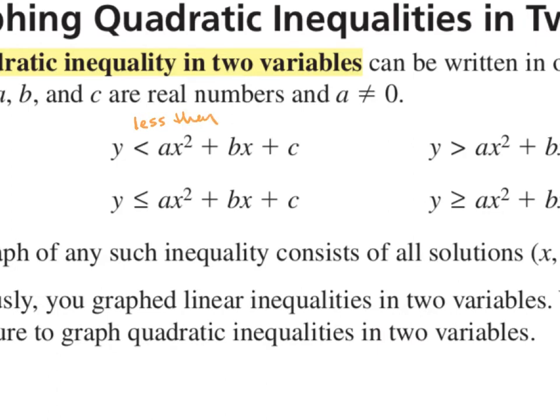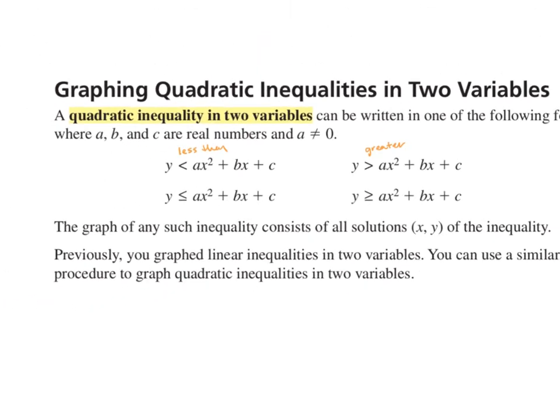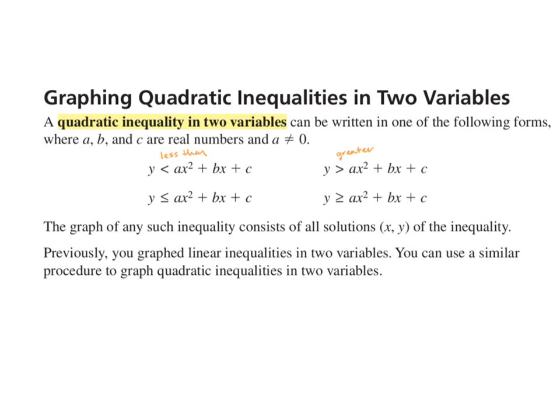We could write it with a less than or equal to, or we could write it with a greater than sign, or a greater than or equal to. The graph of any such inequality consists of all solutions (x, y) of the inequality. Previously we've graphed linear equations in two variables, and we can use similar procedures to graph the quadratic inequalities in two variables.